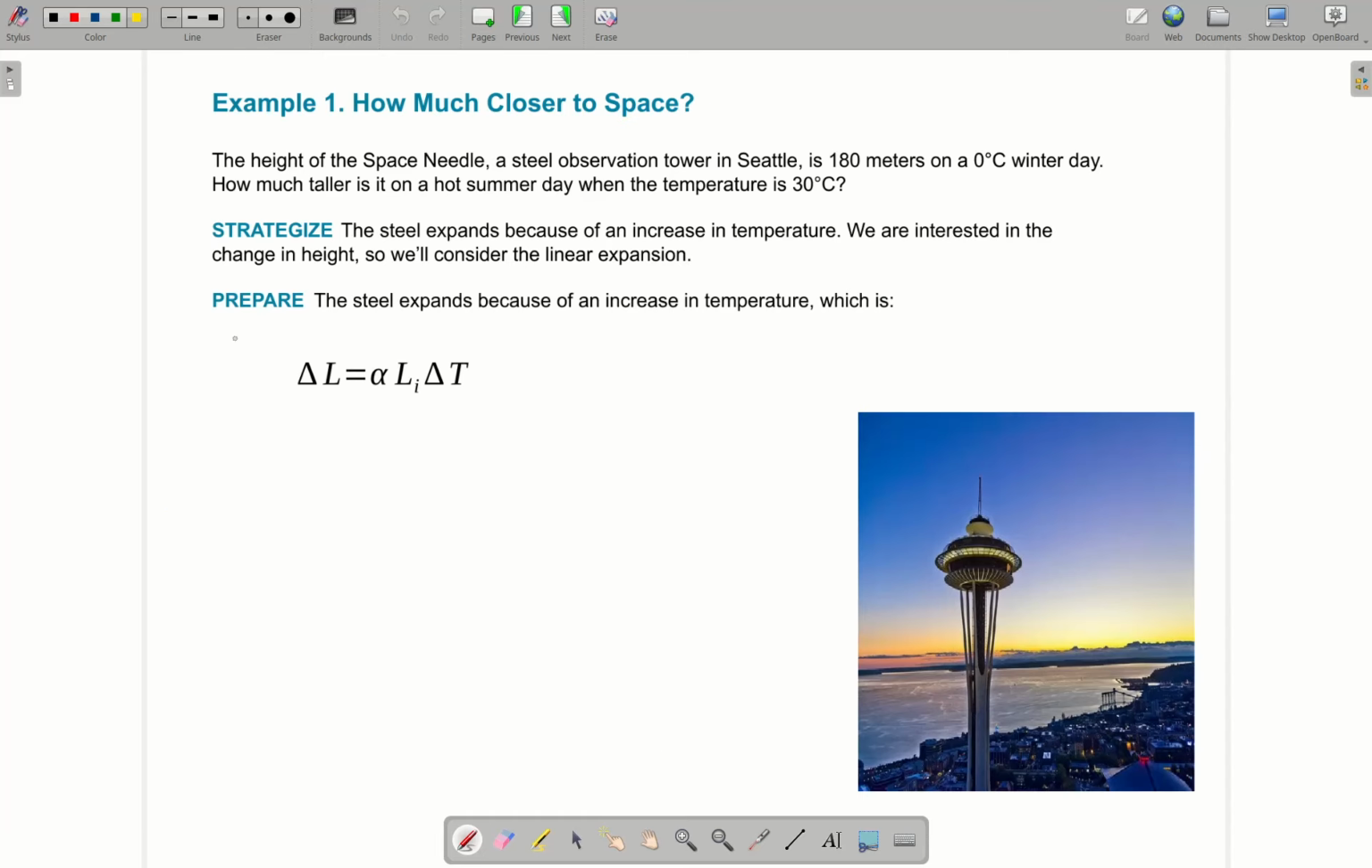Here is an example question. It tells us the height of the Space Needle, a steel observation tower in Seattle. I got a picture of it here. It is 180 meters at 0 degrees Celsius.